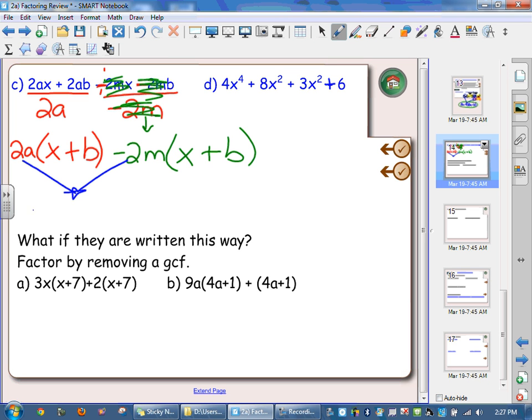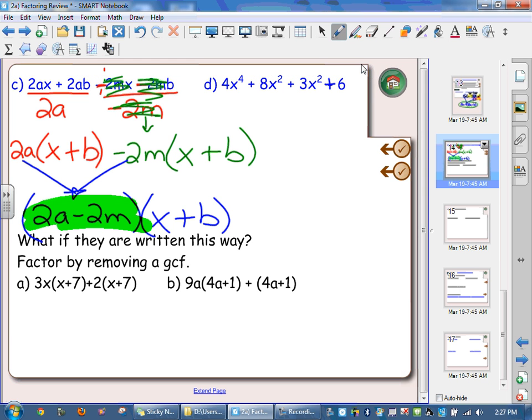What do you notice about that first set of brackets? Anything crazy about that first set of brackets? You might notice it still has a GCF. You can divide both of those by 2. I can divide a 2 out of that. So that means I have to, because it's not fully factored yet. So my final answer is going to have a 2 sitting out front.